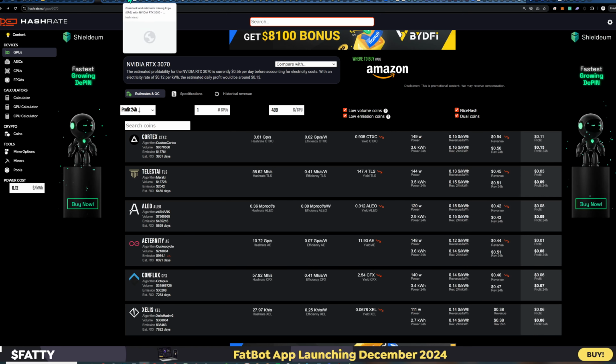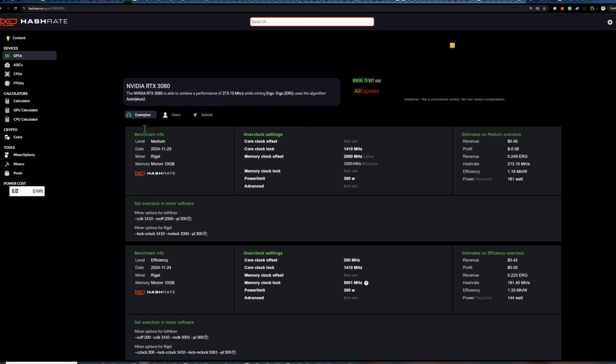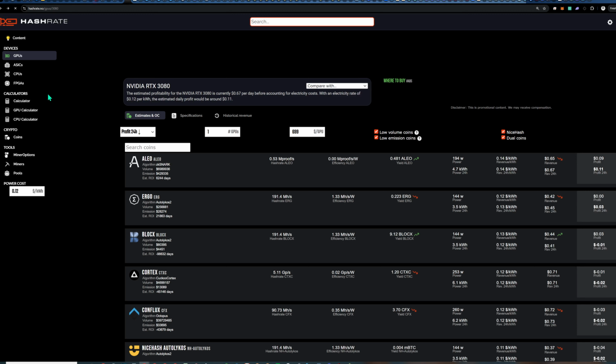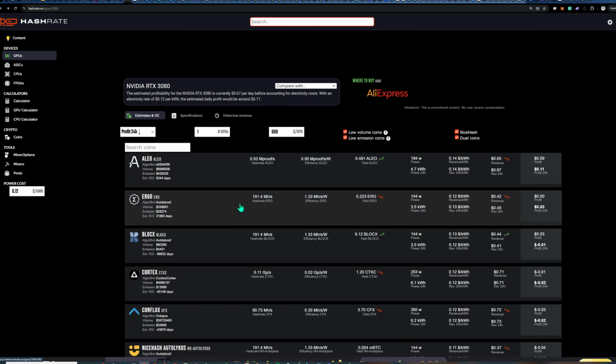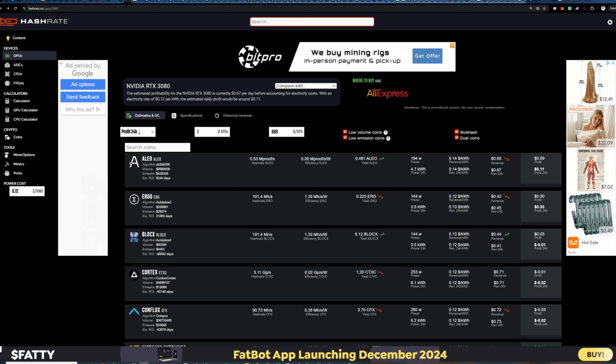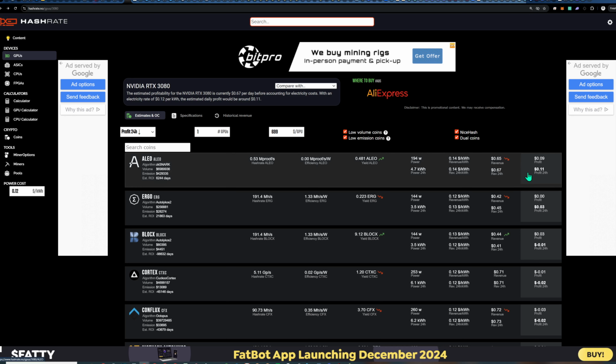Let's say we have a 3080, right? So 3080 GPU. Let's look at ALEO, right? So 11 cents, so not even close. All right, so the most profitable is ALEO right now for the 3080, and it's 11 cents per 24 hours, where the power is about 55 cents and 11 cents of profit.